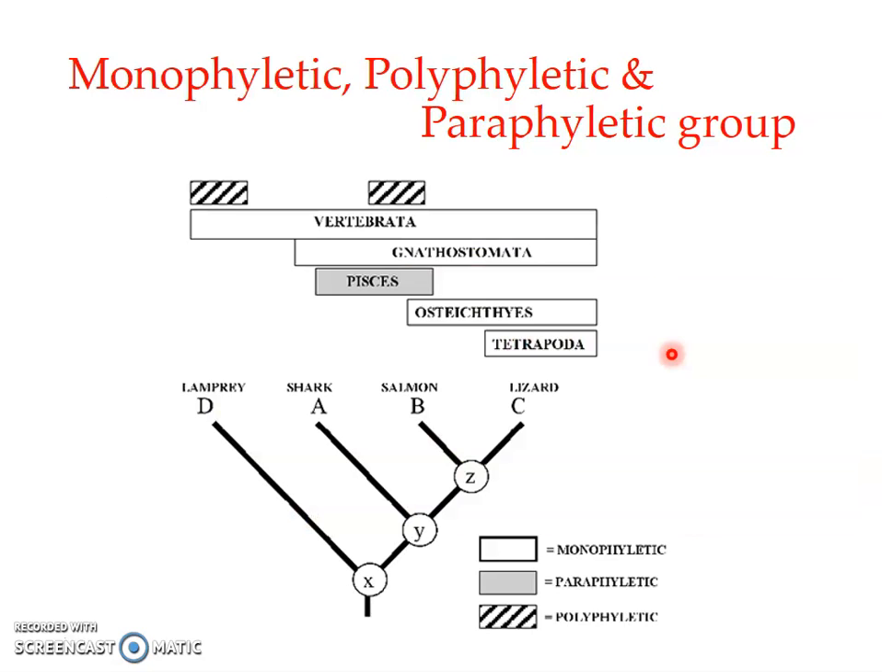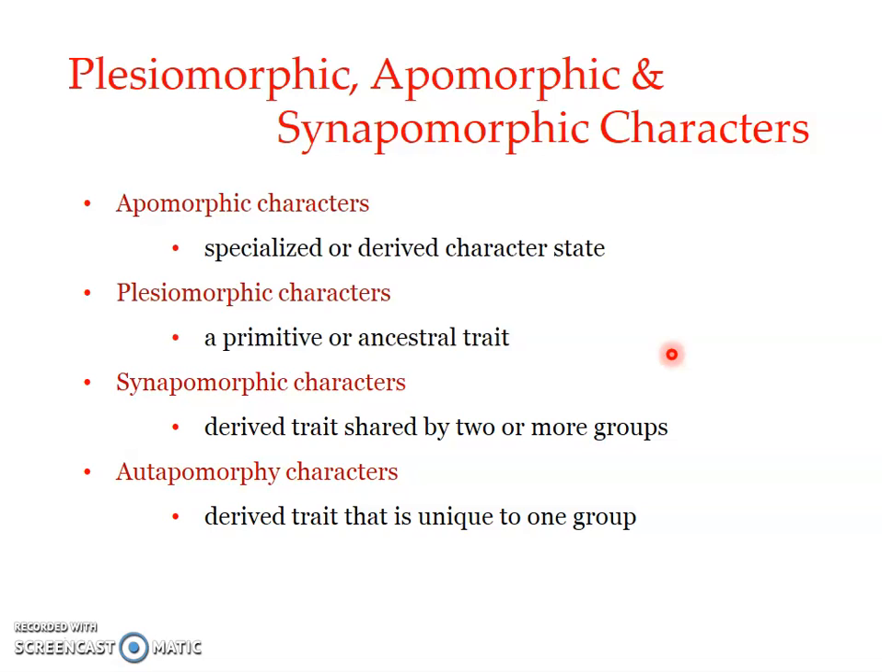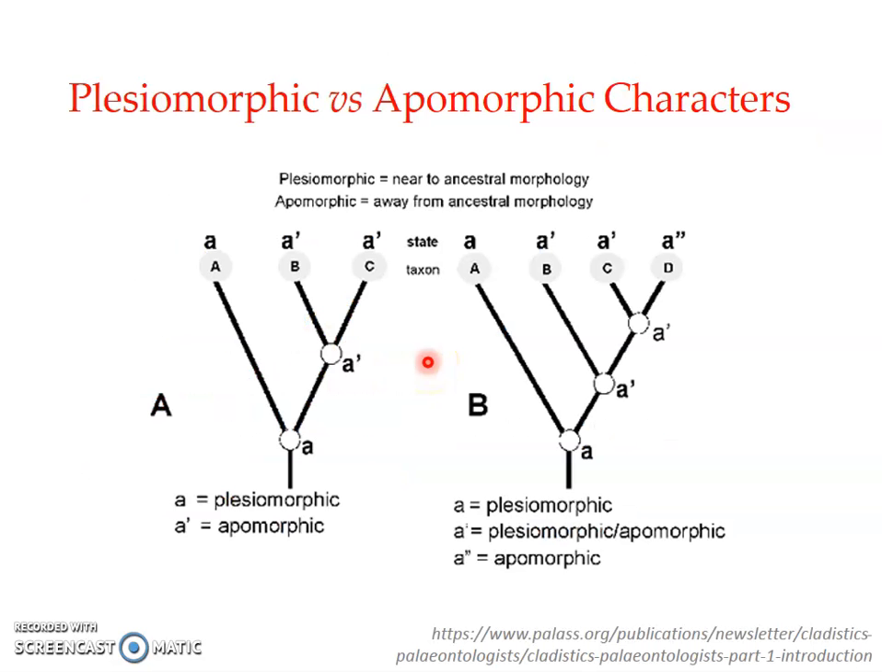Polyphyletic. Now passing on to the next one, the different characters which are taken for studying classification, for classifying organisms. They are plesiomorphic, apomorphic and synapomorphic characters. The first ones you need to know are apomorphic and plesiomorphic. So what are apomorphic characters? Apomorphic characters are specialized or derived characters, while plesiomorphic characters are primitive or ancestral characters. You can see over here.